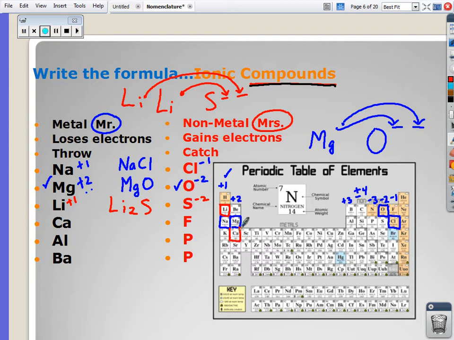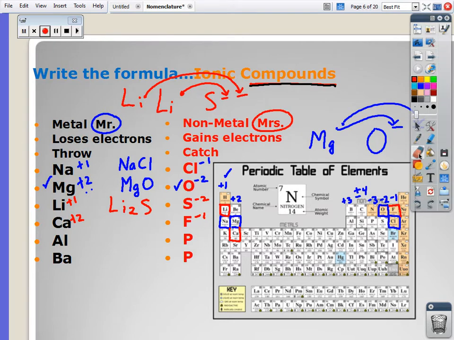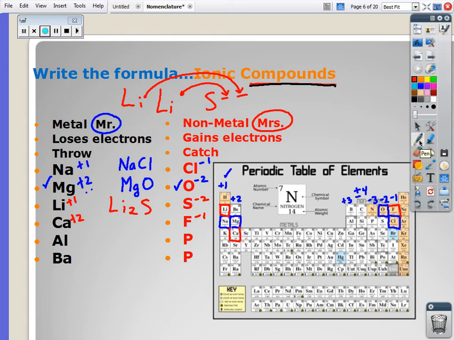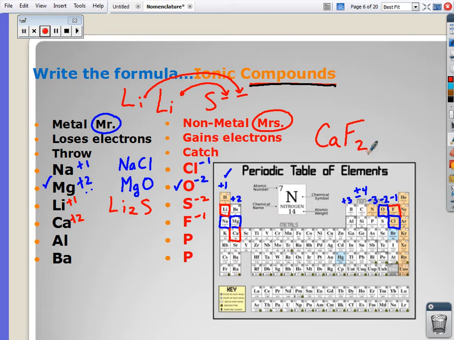Ca is here in the +2 column. F is over here in the -1 column. How are they going to play ball? Calcium's throwing. Let me erase this while we're talking. Calcium's throwing electrons. How many? 2. And fluorine's got 1 to catch. So CaF2. Because calcium throws 2 balls, fluorine catches 1. So you need 2 fluorines to play throw and catch with calcium.